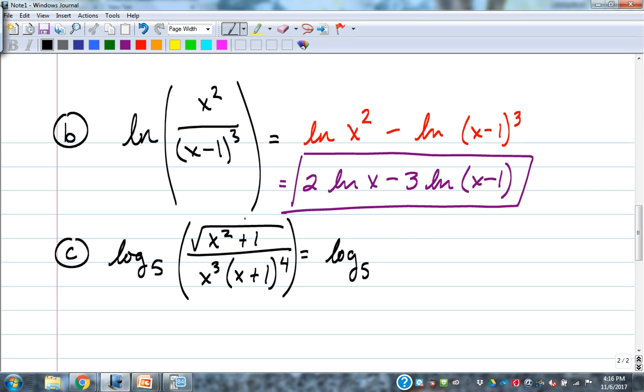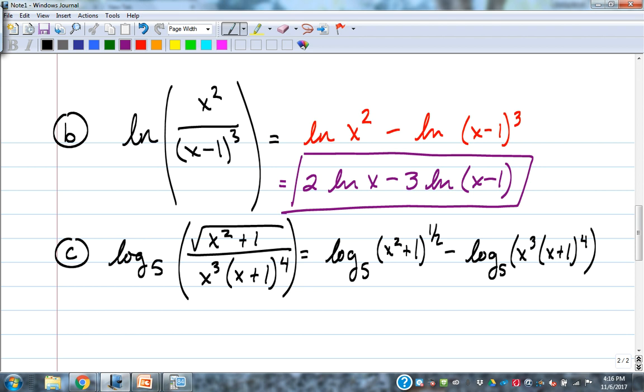And I see that square root up top. I'm going to go ahead and write that as x squared plus 1 to the 1/2 power. Most of the time, that's what you're going to want to do. There are very few times that you won't do that. And then it's going to be minus log base 5 of x cubed times x plus 1 to the 4th.